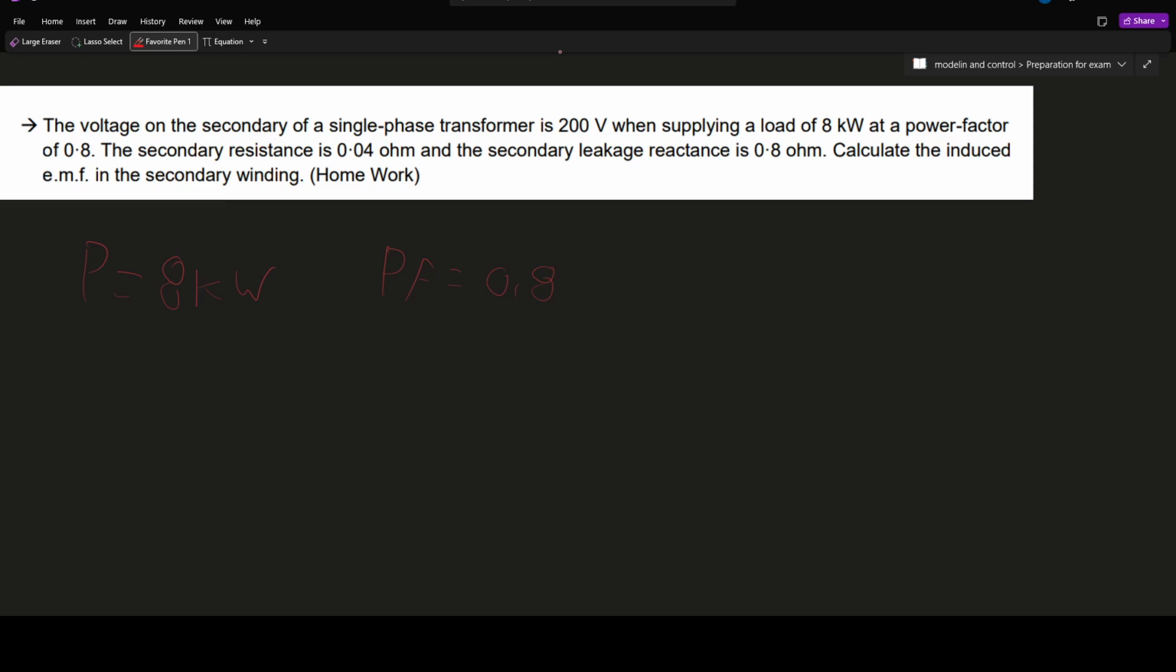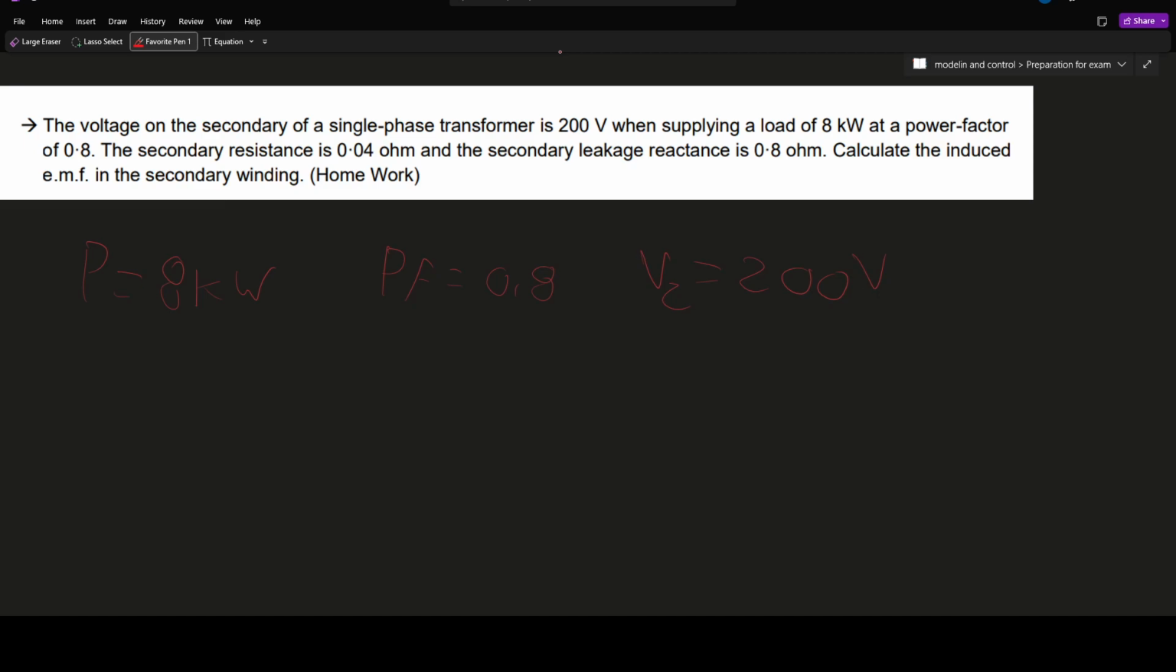We know that the secondary voltage is 200 volts. Okay, so they are asking us to calculate the inductance in the secondary winding. For this we are going to need to calculate the current.